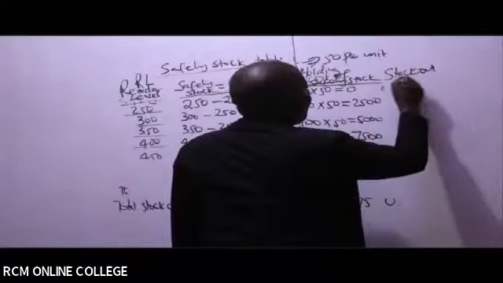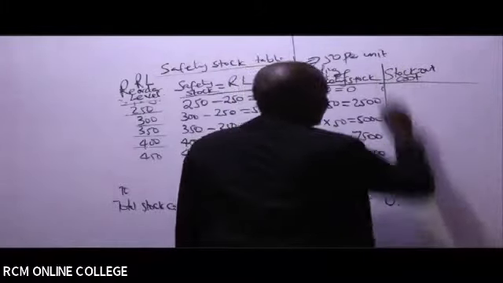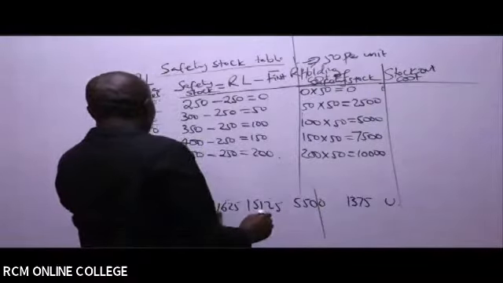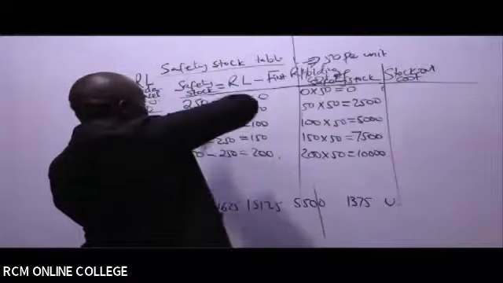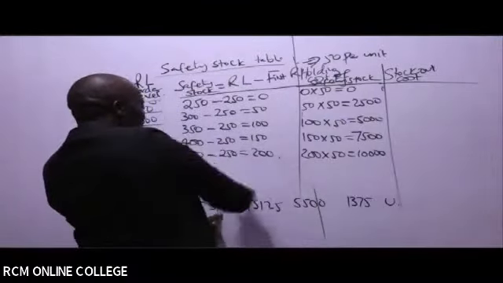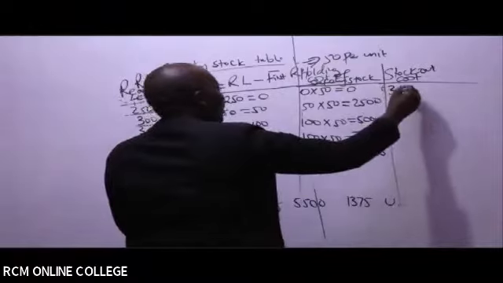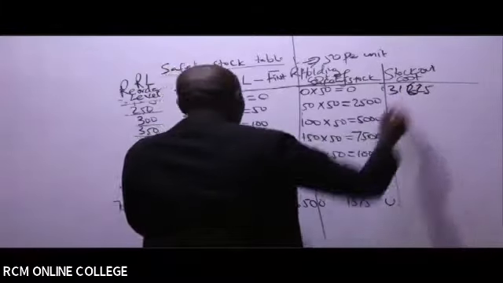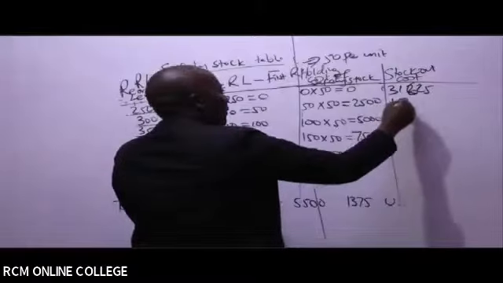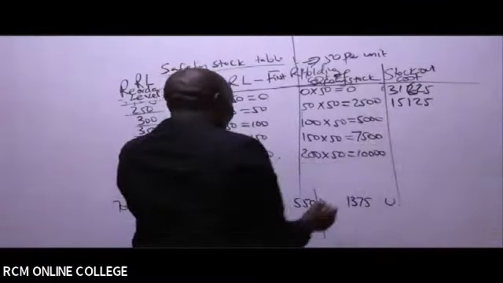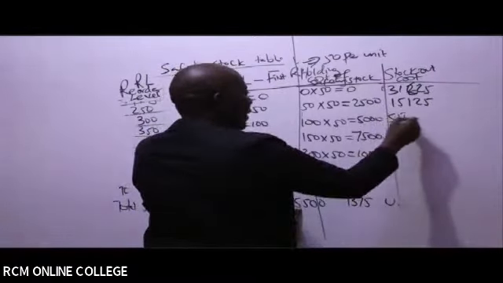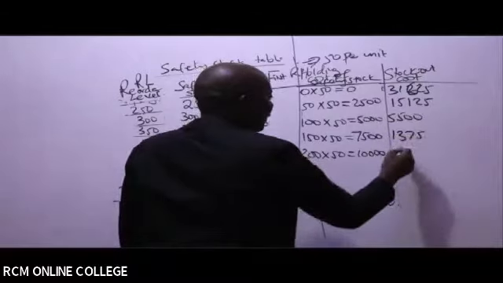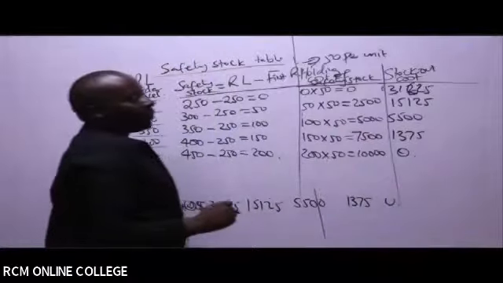Remember, we have our stock out costs here. For the first one, the 250 up here, it is 31,625. The second one is 125. The third one is 5,500. The fourth one is 1,375. The last one is 0.